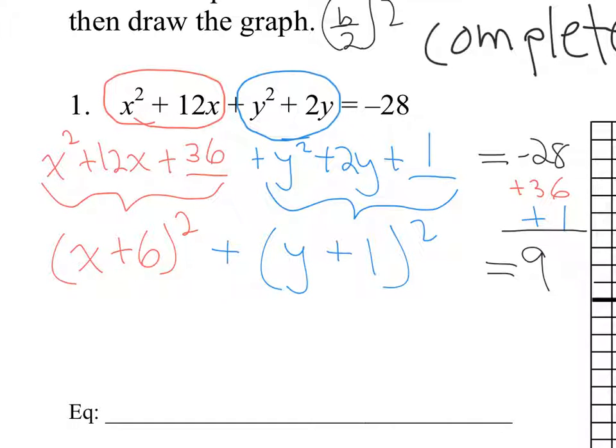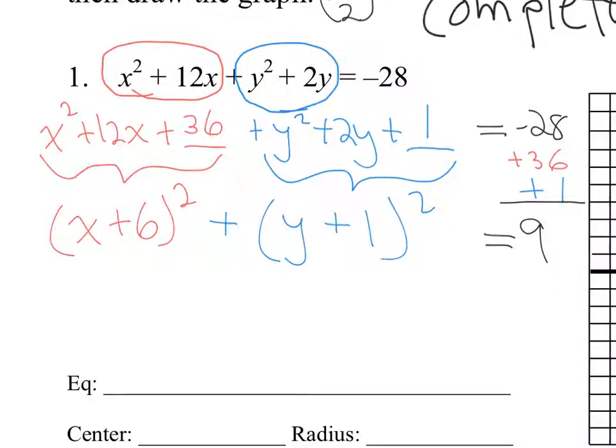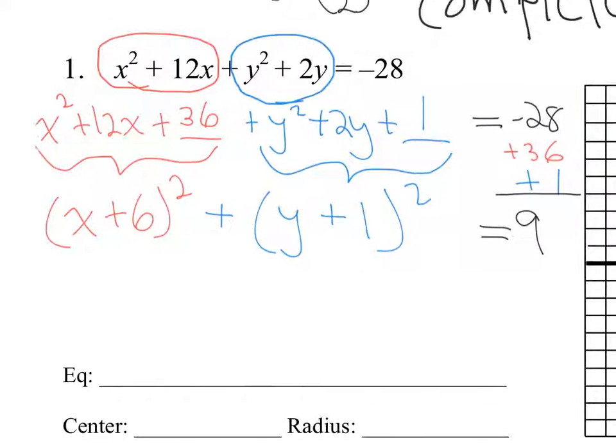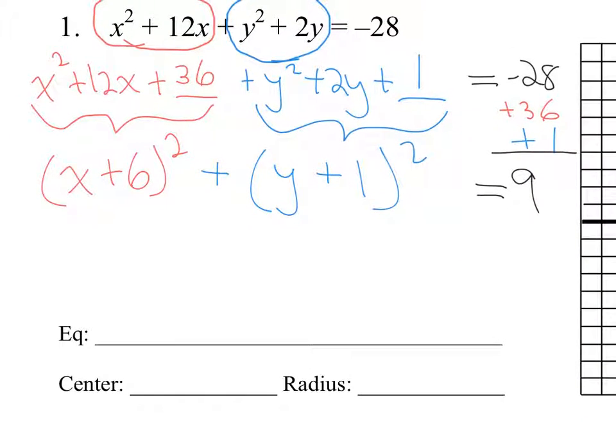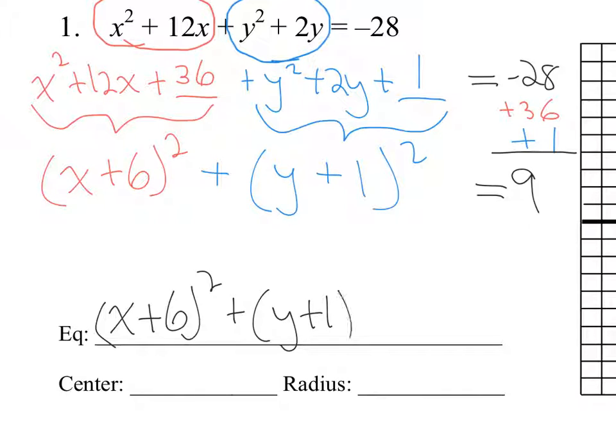So look what we have just done. We have now turned this into standard form. This is now (x + 6)² + (y + 1)² = 9. We're finished. I'll go ahead and write it one last time in one color. So this is (x + 6)² + (y + 1)² = 9.